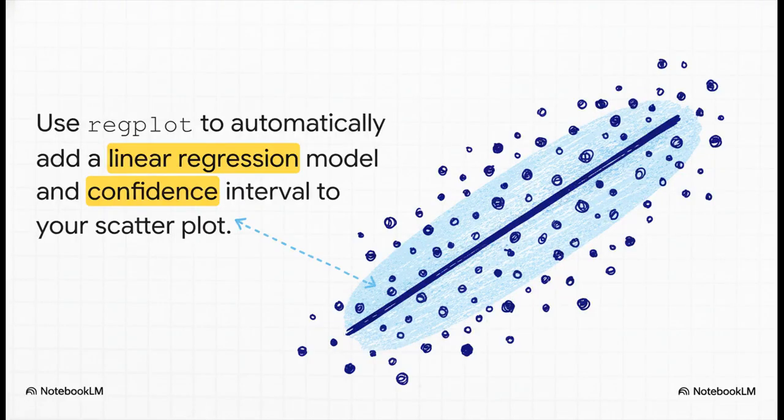Take this, for example. Instead of just a simple scatterplot, we can use a function called regplot. Now, what this does is pretty amazing. It gives you the scatterplot, but it also automatically fits a linear regression line through the data and even draws that shaded area, which is the confidence interval for the trend line. So now you're not just seeing a relationship, you're actually quantifying a trend.